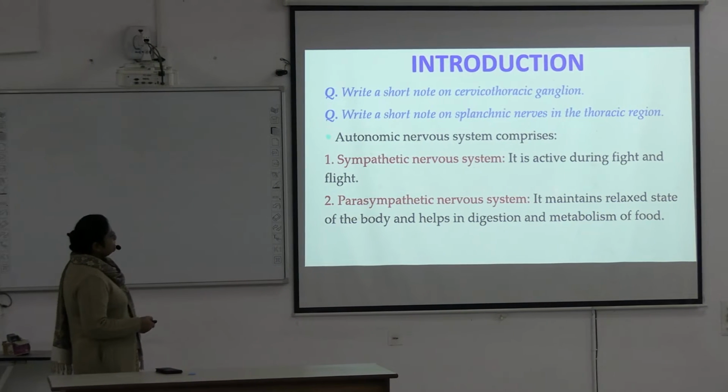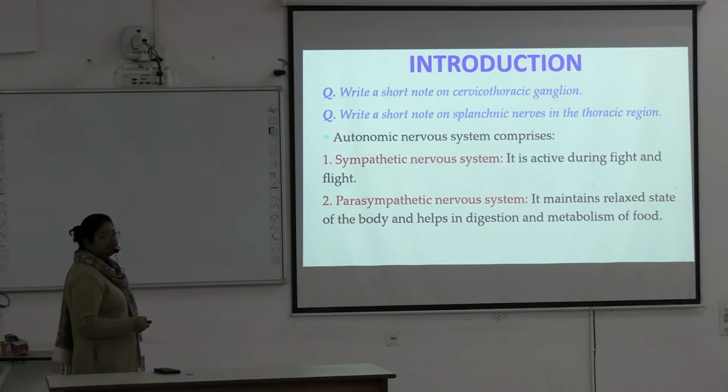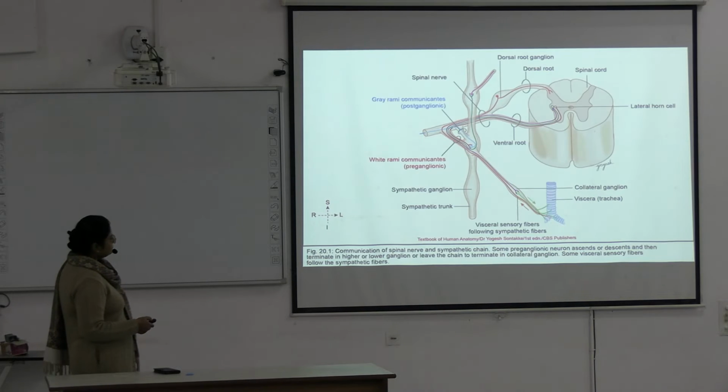So these are the main functions of the sympathetic nervous system and parasympathetic nervous system. See, this is the sympathetic chain. Along the chain, sympathetic ganglia are present. This is the spinal nerve. Preganglionic fibers are entering into this ganglia. Here it is relaying, and after that postganglionic fibers are coming out through this gray rami communicantes.